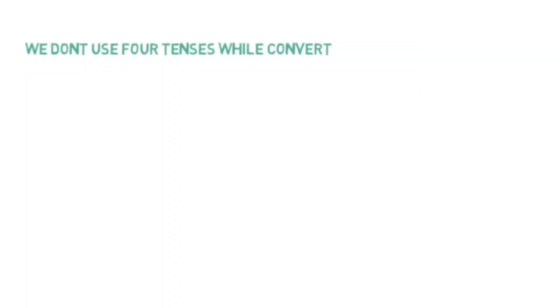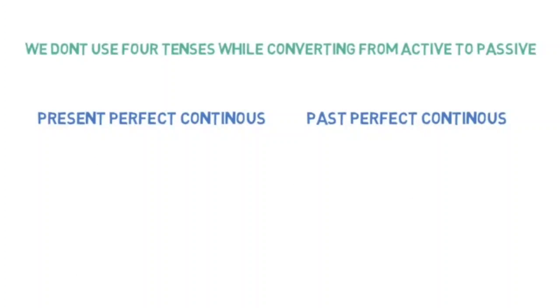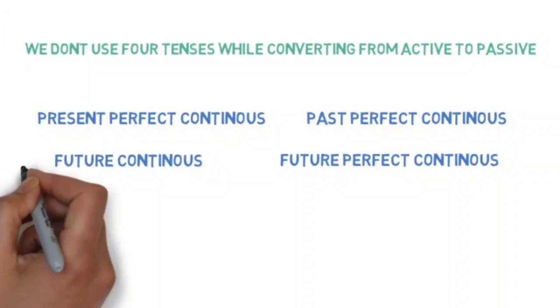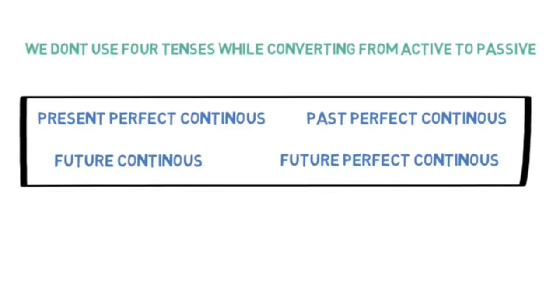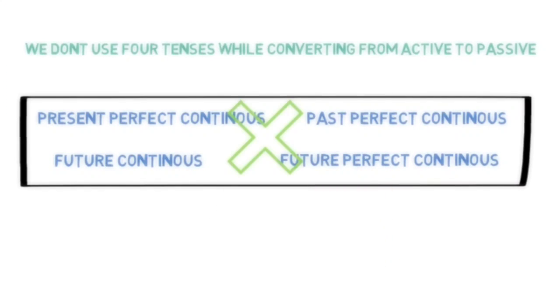Children, you must have noticed that in this 8 tenses chart, we don't have 4 tenses while converting from active to passive. That is present perfect continuous, past perfect continuous, future continuous and future perfect continuous. So in English grammar, we don't convert sentences of these tenses as it is not grammatically correct. Children, let's see some examples for these 8 tenses to make things clearer.